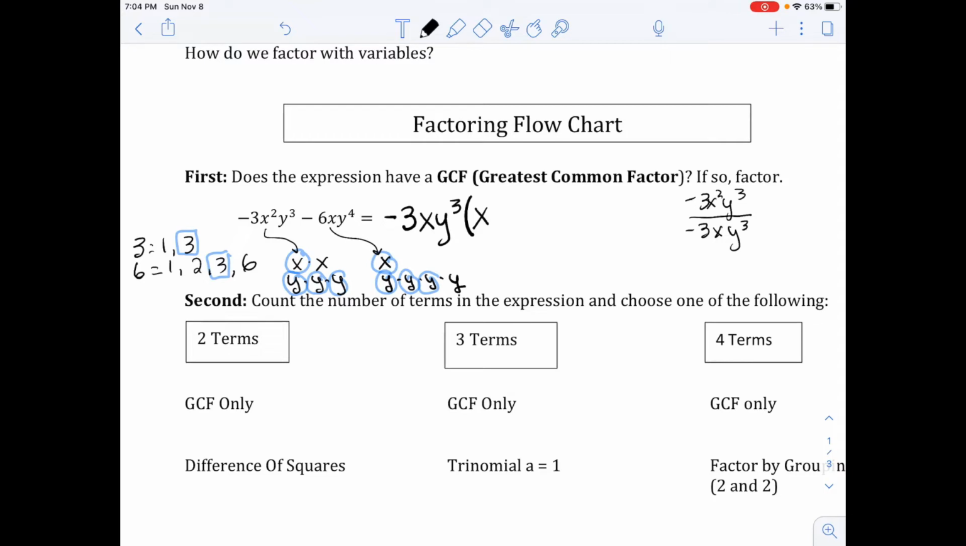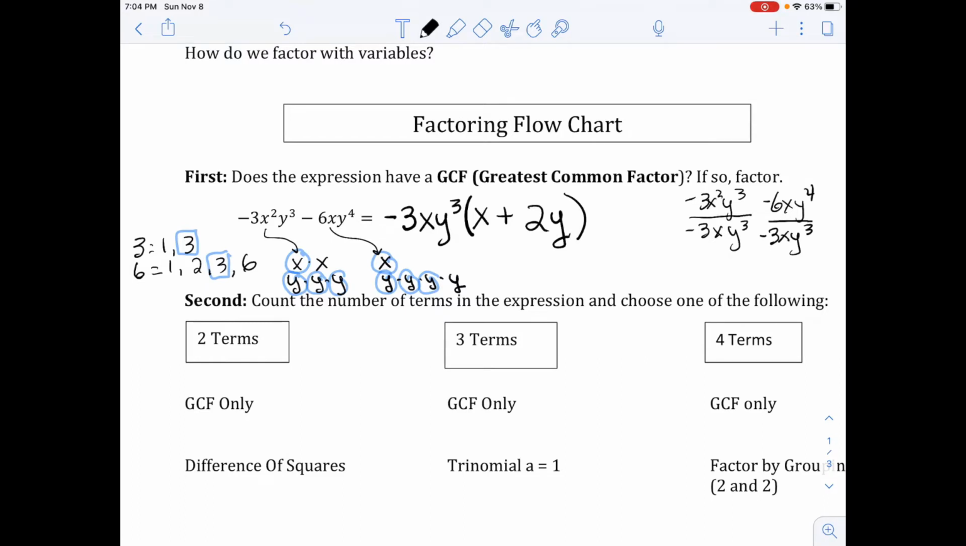And then I take the next term, -6xy to the 4th, and I divide by the GCF, -3xy to the 3rd. And that's going to leave me with a 2, because -6 divided by -3 is 2. X divides x is 1. Y to the 4th divides y to the 3rd is y.